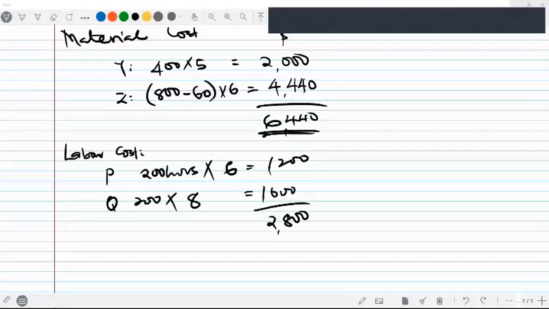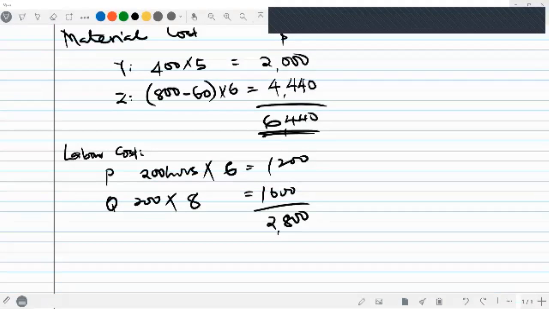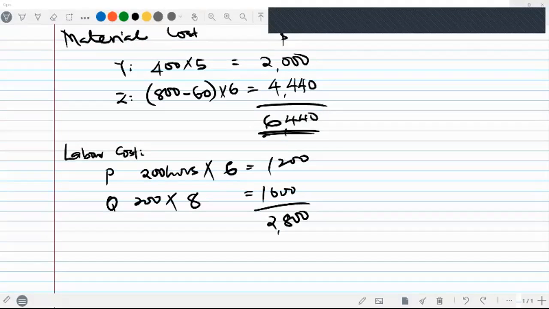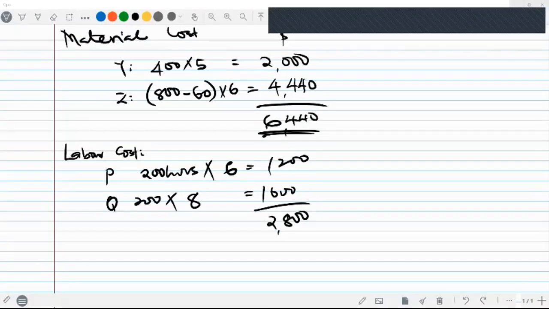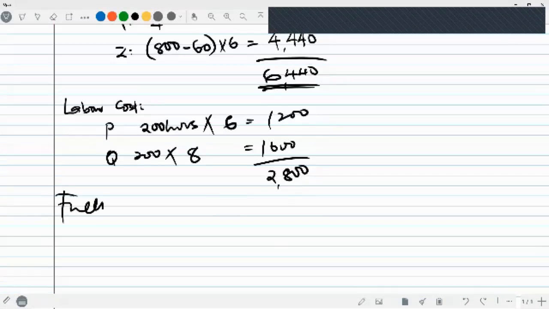Okay. So the labor cost, the direct labor cost, we are done for P and you have done Q, therefore 2,800. What else do we do in that question? The full production cost, we need to get the full production cost using the absorption costing method.